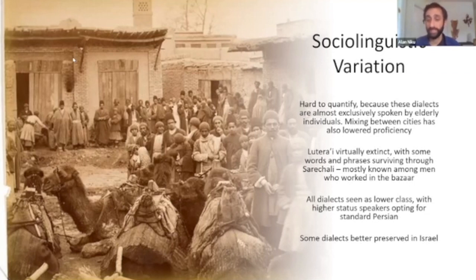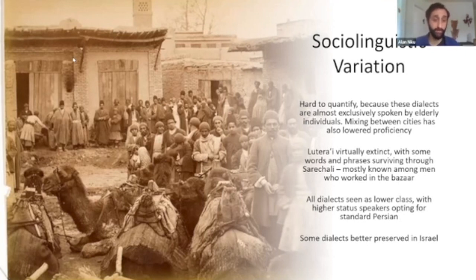All of these dialects are seen as lower class, whether they're Median, whether they're Shirazi, whether they're Persian. These Jewish dialects are all seen as lower class. They're seen as not very pleasant, and so people who have higher status, people who are more educated, generally opt to speak Persian. They don't speak these languages among themselves. And sometimes they won't even admit that they speak the language. You have to kind of pull it out of them because it looks bad for them if they're seen speaking this kind of lower class language.